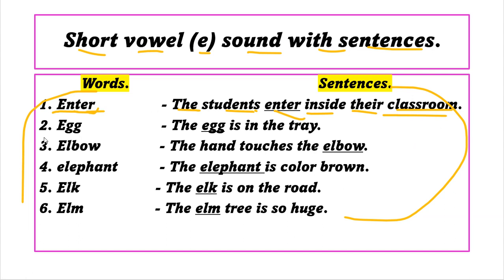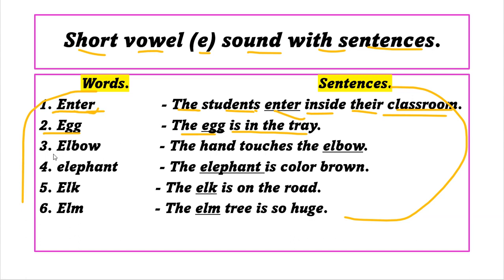Okay, next, number 2, egg. So the egg is in the tray. Of course, sometimes the egg is in the tray, sometimes the egg is in the bowl. But here, I used to have a picture with a tray in our previous PowerPoint. If you remember, I have a picture, but now, of course, we don't have it. But the egg is in the tray. Always tray. Egg tray. So that is the egg up there.